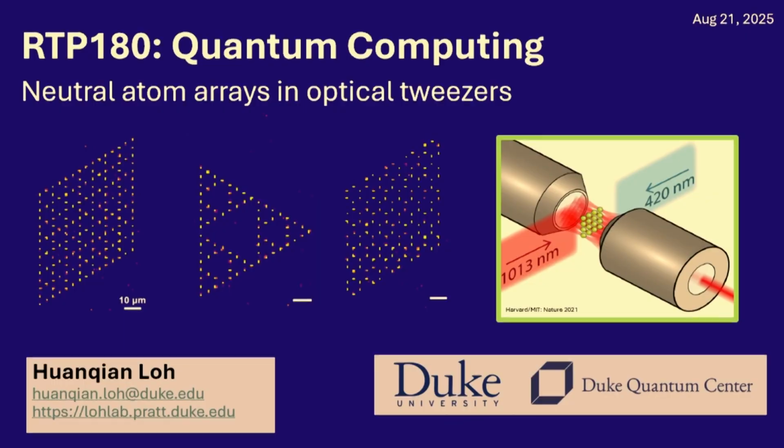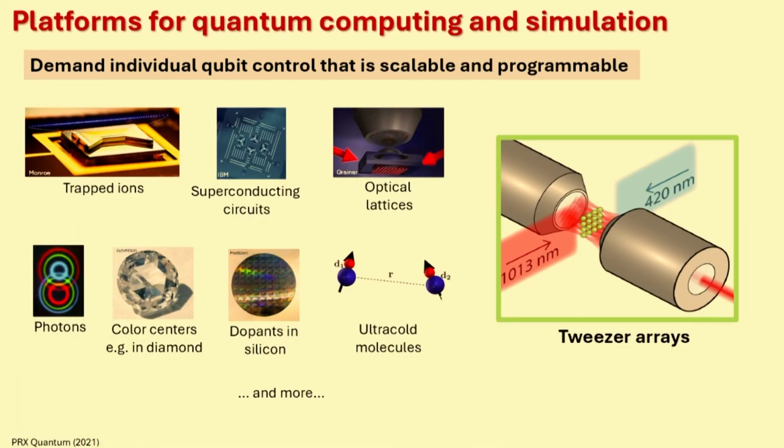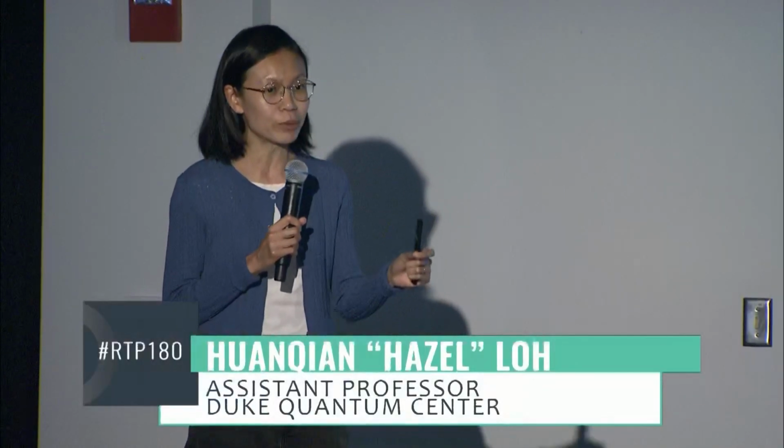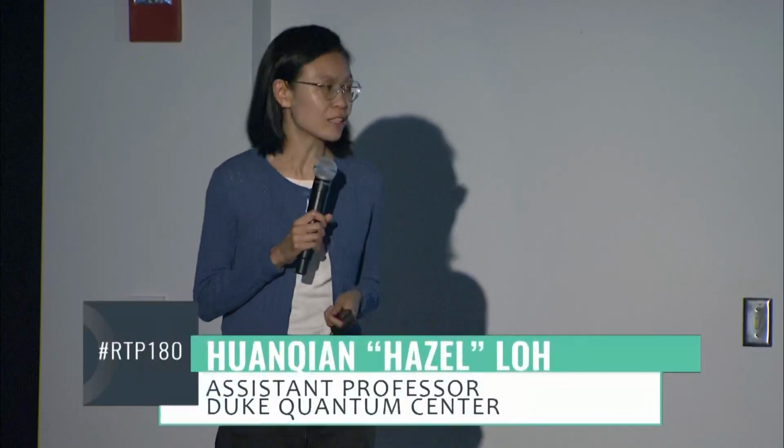Okay, so like all the other platforms that are used for quantum computing and simulation, tweezer arrays need to be able to provide control of qubits that are scalable and programmable. Right, so by tweezer arrays, I mean arrays of single atoms that you can trap in these reconfigurable tweezers, and each tweezer holds a single atom, which corresponds to one physical qubit. How do I generate these tweezers? Well, I simply send laser beams through this microscope objective over here, which brings them to a highly focused tight spot.